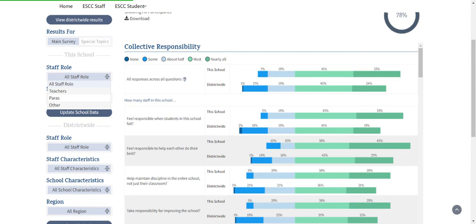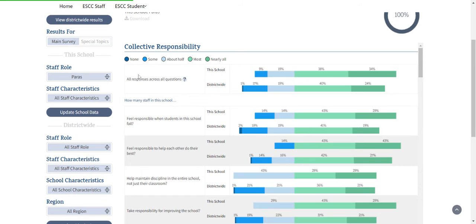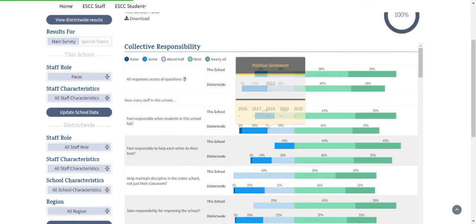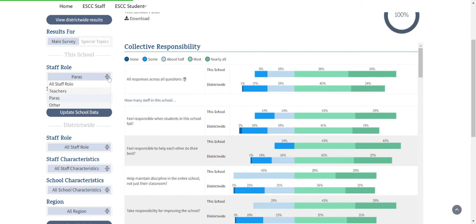Again, for my school, I can make filters. I can look at different roles, and it will only present results for the school when at least 5 staff have responded to the survey. So there's a good chance that there won't be enough. Oh, in this case, there were. There were at least 5 paraprofessionals in this school who responded to the survey, and these are their results. So this school can look at the perceptions of paraprofessionals. They can look at the perceptions of teachers.